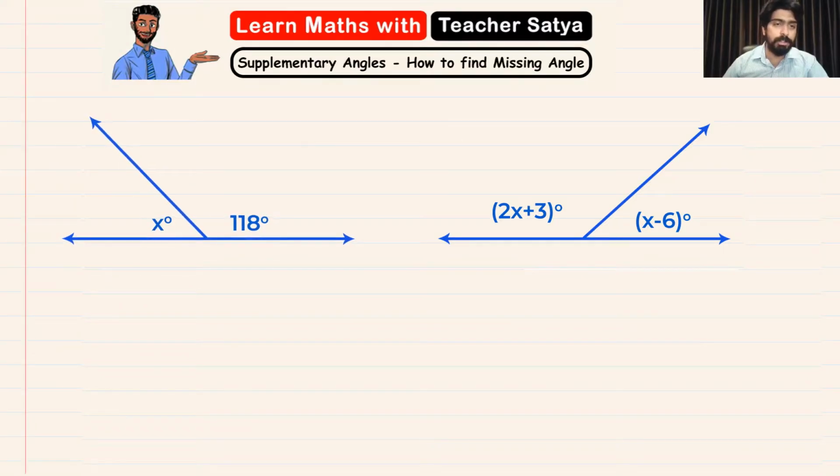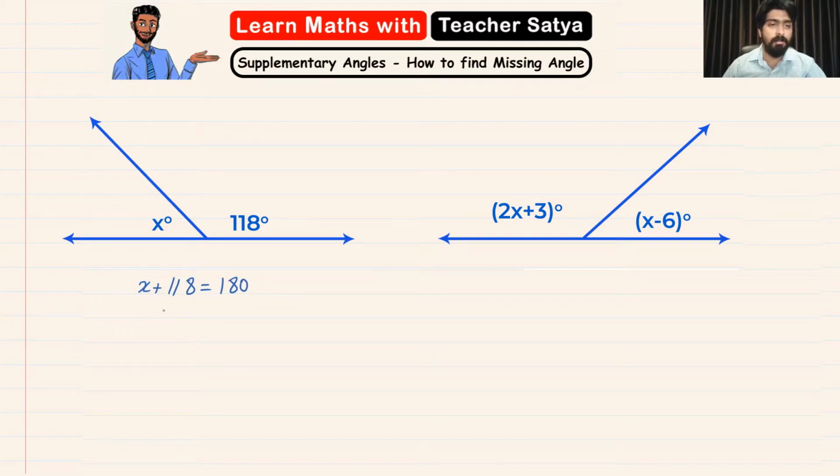Now in this question, we have two angles. The first angle is x and the second angle is 118 degrees. Now we know that these two are supplementary angles, and what it means is x plus 118 degrees will add up to 180 degrees, right guys?